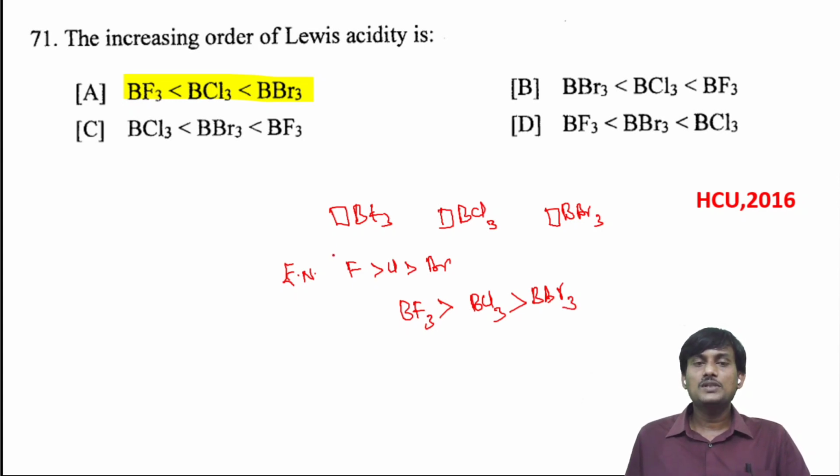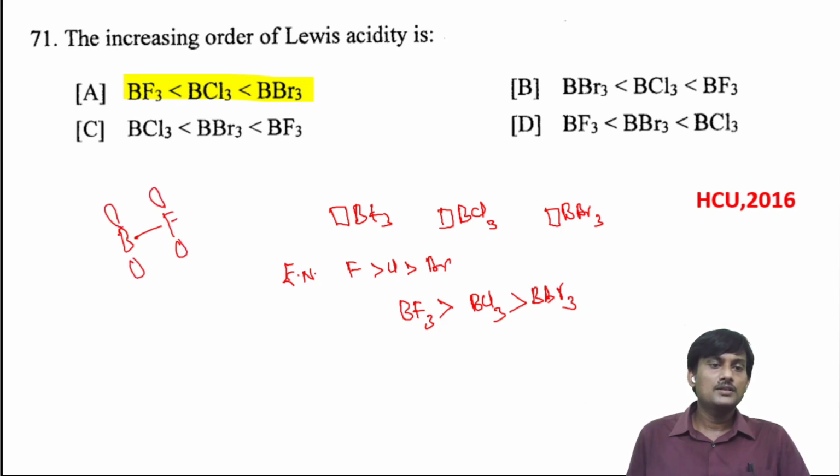But here not only electronic factors, not only electronegativity, we have to consider back bonding. Suppose you take a B-F bond, the orbitals you have here are 2p and 2p. The empty orbital in the boron will be filled, there is back bond donation from the fluorine to boron. Since the size of the 2p orbital on the boron and the fluorine is the same, there is more back bond donation in case of BF3.